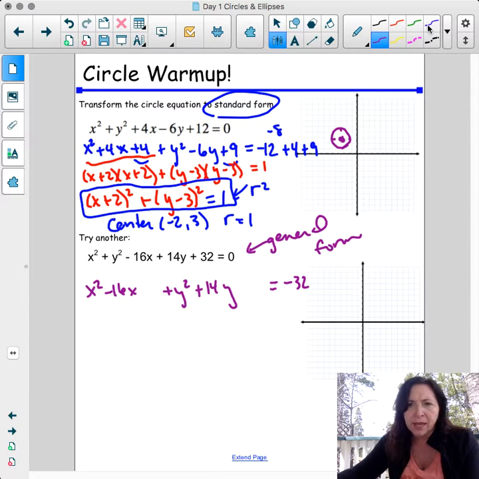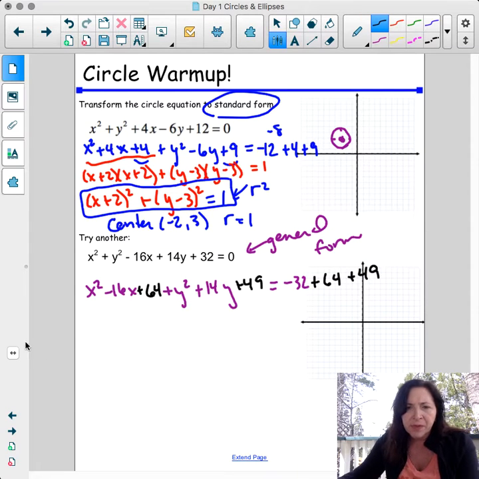Completing the square, again, I'm going to take half of my b term, which is -16, half of that is -8. Square that, I'm going to get 64, which means I do need to add 64 to that side as well. Take half of 14, which is 7. 7 squared is 49, and I'm going to add 49 to this side. And what I've done now is I've completed the square, so now I'm going to factor. I'm going to factor this trinomial, and I'm going to factor this trinomial.